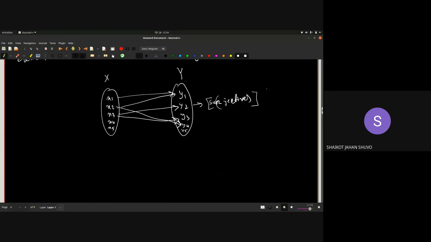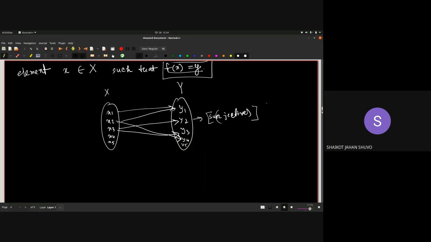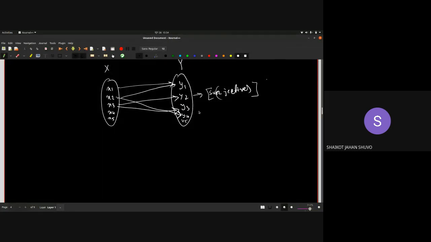So yeah, I think what Rafid said was that your confusion is that you are mixing up the definition of a map and the definition of a function, because you are seeing this f of x equals y. Okay, so this is a surjective map.